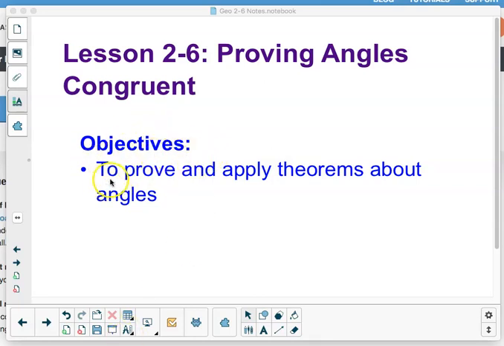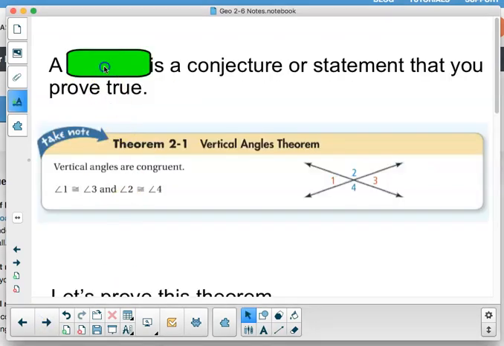Our objectives today: to prove and apply theorems about angles. Make sure you write down the objective at the top of your notes. Now, a theorem is a conjecture or statement that you prove true. Remember, a conjecture is an educated guess. With a statement, someone makes a statement and you're going to prove it true based on facts.